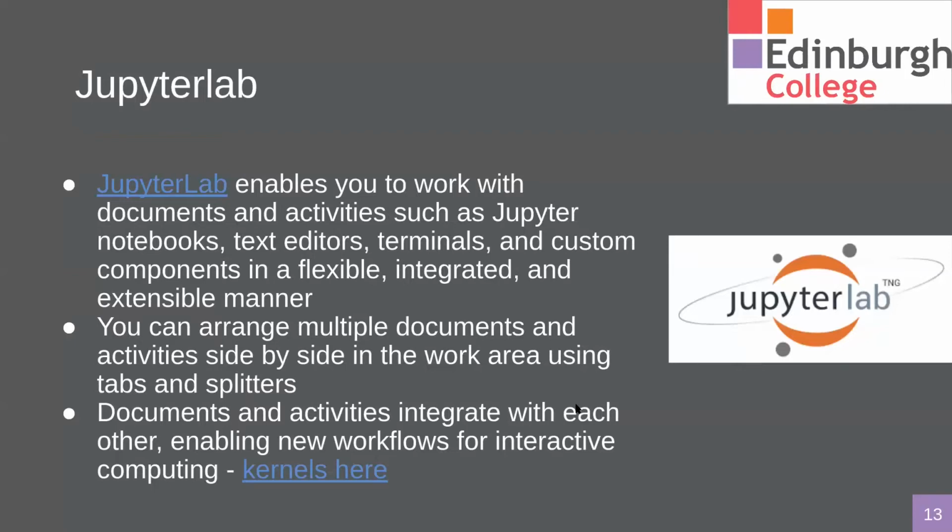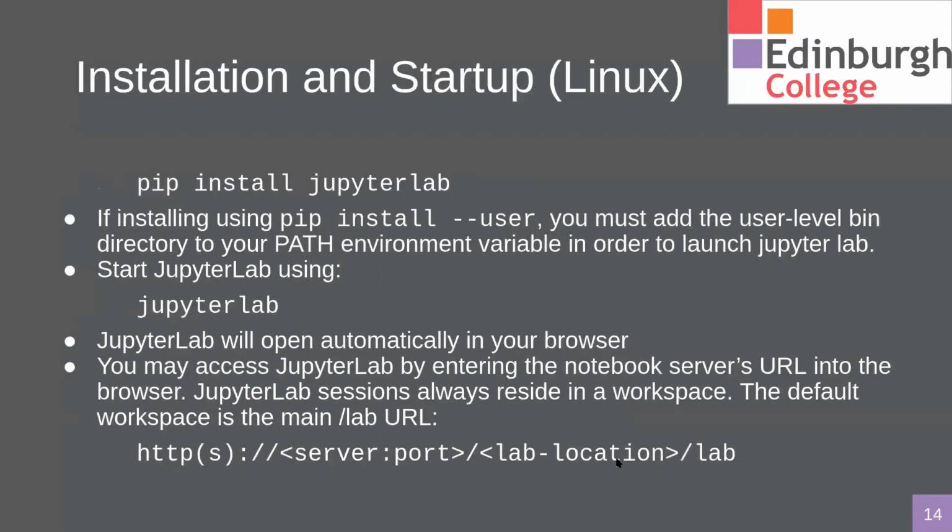JupyterLab lets you work with documents and activities such as Jupyter notebooks. So what we're going to do in this course going forward is use something called an IPython notebook. And an IPython notebook is really just a big JSON file that has lots of content laid out that we can interpret and open with JupyterLab. So if we want to open up an IPython notebook, we're going to run it in JupyterLab. Now we can also run R in JupyterLab, and I'm going to give you a little demo of how to do that in just a second.